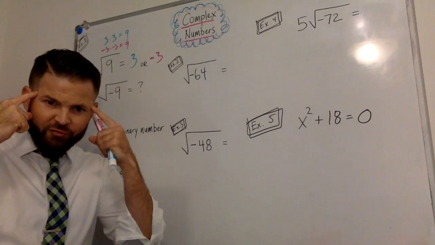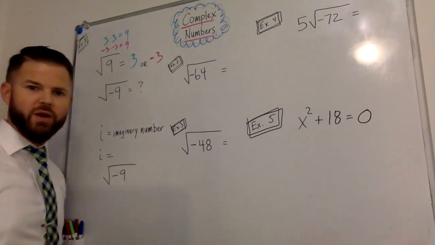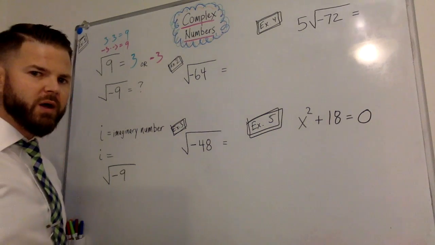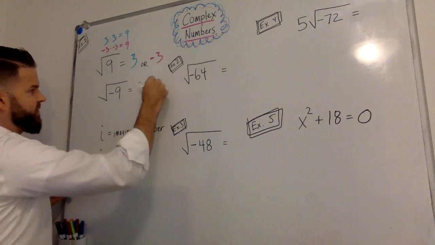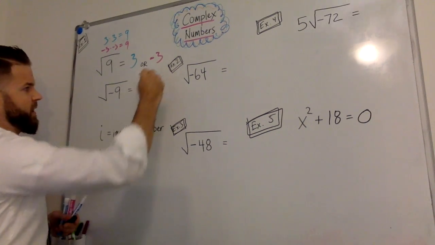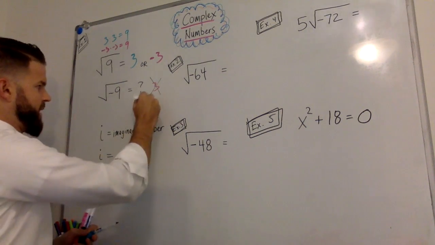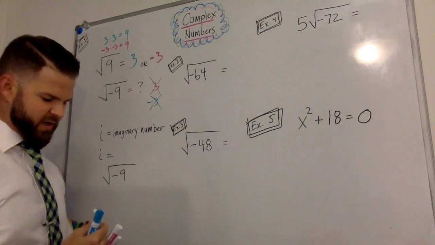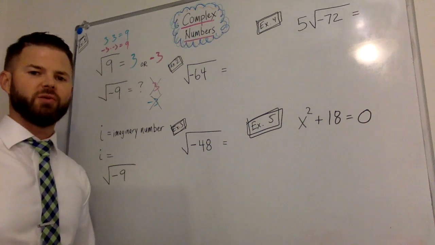So with that being said, and that fresh in your mind, what's the square root of a negative 9? What number times itself equals a negative 9? Well, it can't be positive 3 times positive 3, because that equals positive 9. So it definitely can't be positive 3. Can't be negative 3, because negative 3 times negative 3 equals positive 9. So what are we going to do? If it's not positive 3 and it's not negative 3, that means we have to create a number to solve this. We have to create an imaginary number.